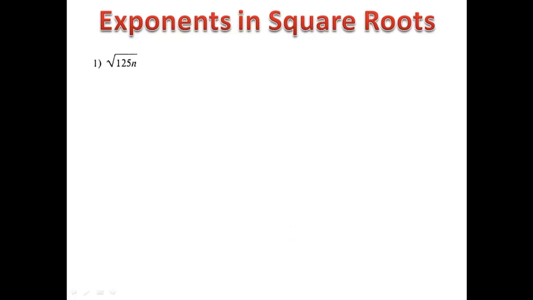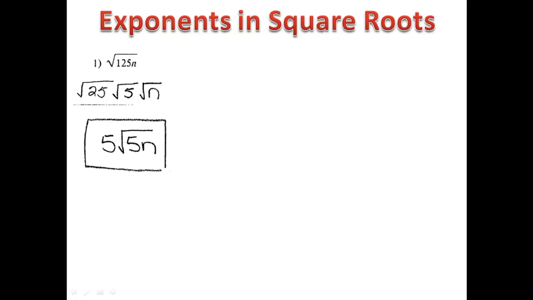When we're working with variables and square roots, we simplify as we always do. In the first example, we have the square root of 125n. We can break that up: square root of 25 and the square root of 5. We also have the square root of n. Square root of 25 is 5, and we're left with a 5 and an n on the inside.